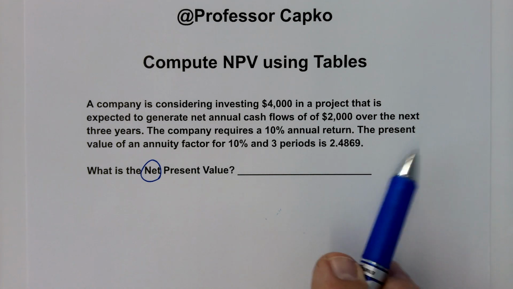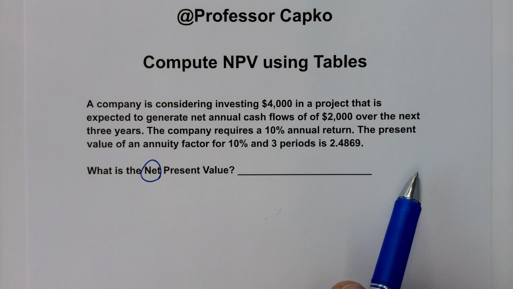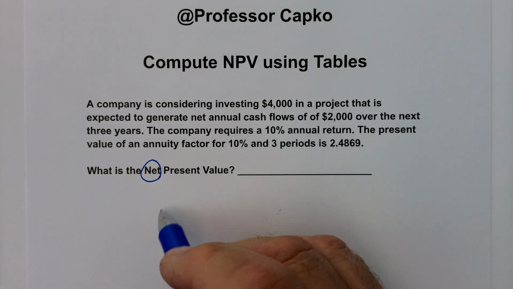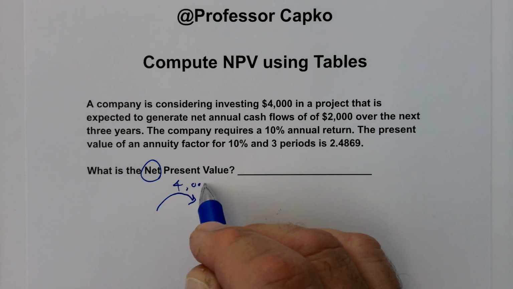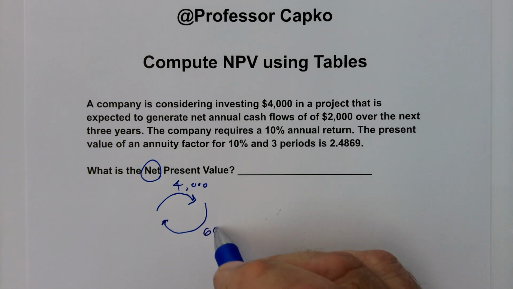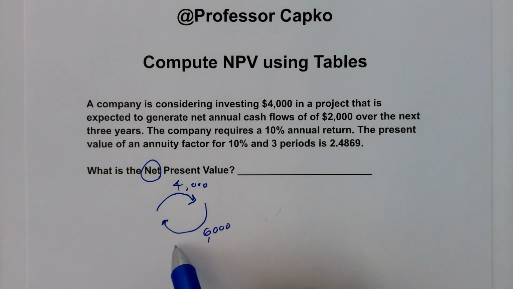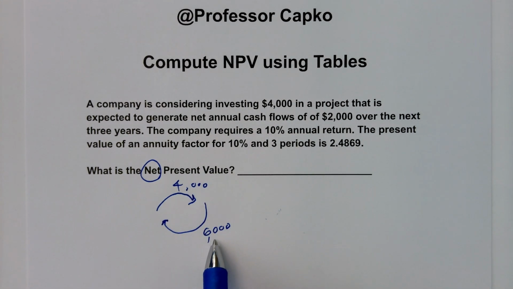And then the third year there's another 2,000 brought in. So there's $6,000 that's expected to come back. So in other words, the company is putting out 4,000 and they expect 6,000 to come back. And just with those figures, it looks like a good investment. We put in 4,000 and we get back 6,000.